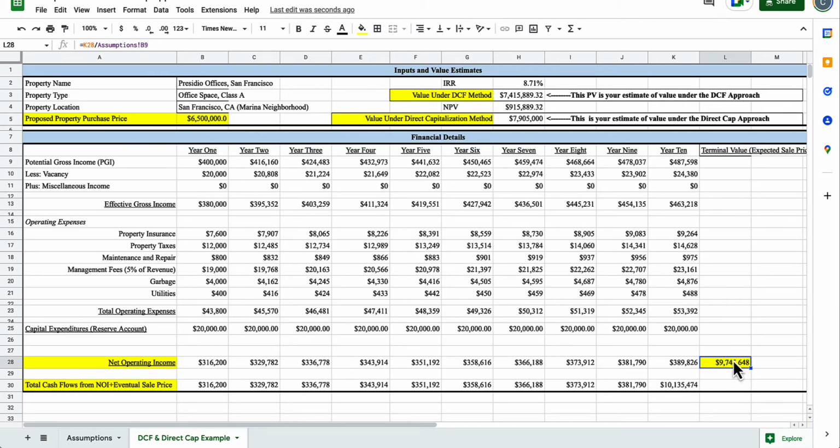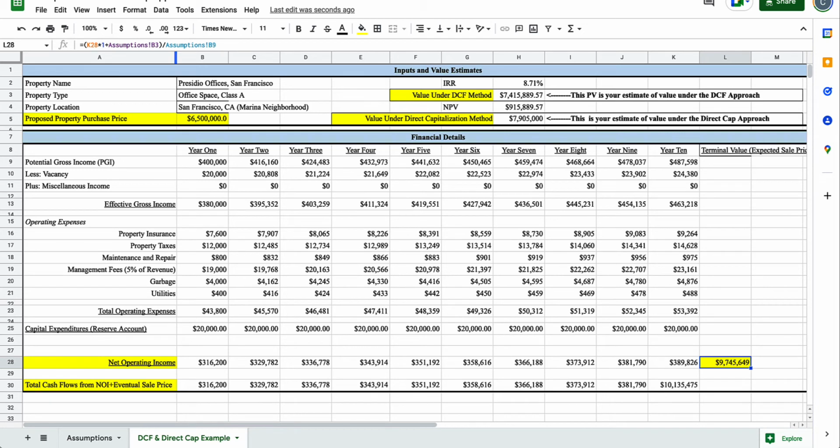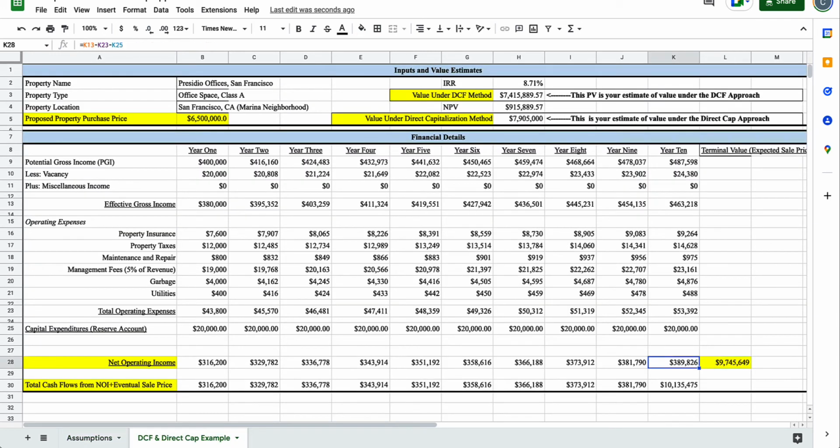What we're going to do is take year 10 income, or actually year 11's income, so year 10 times a growth rate, assuming that rents in year 11 grow at the same rate as the previous years, that 2%. And that estimate of year 11 income, divided by assumptions B9, our cap rate, gives us the estimate of sale price of 9.7 million at the end of year 10, based on the expected year 11 rents. So we actually use the direct cap approach inside of the DCF approach for the purpose of getting terminal value.